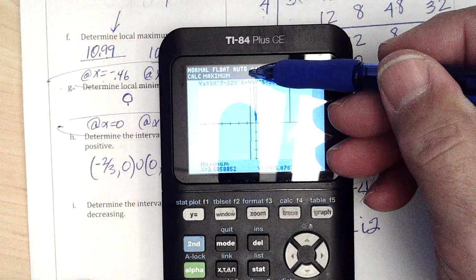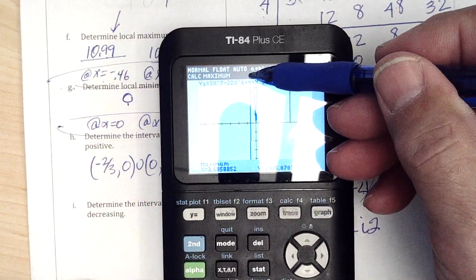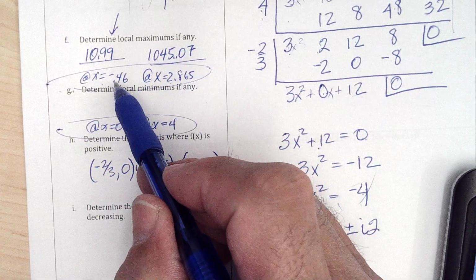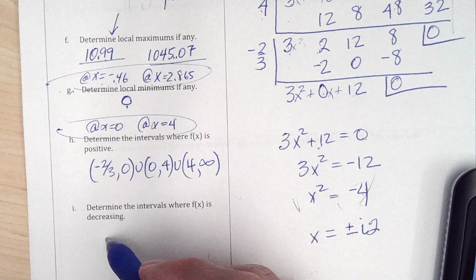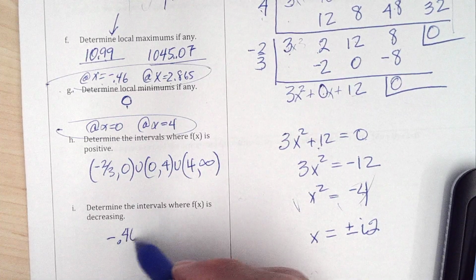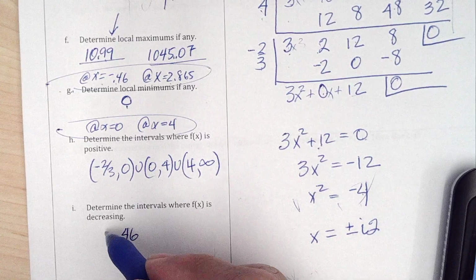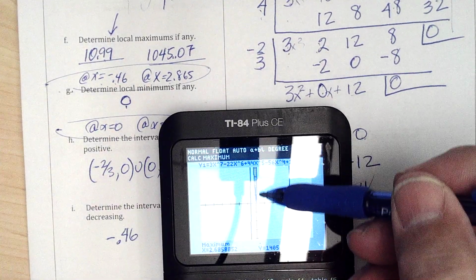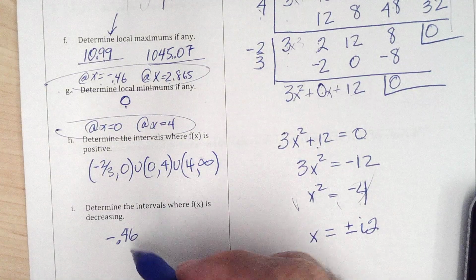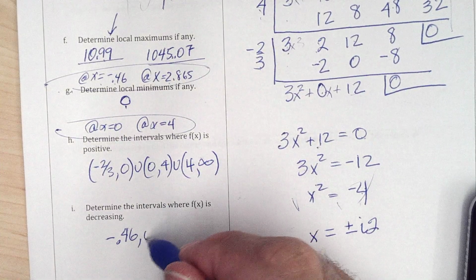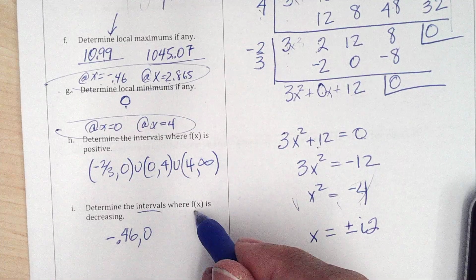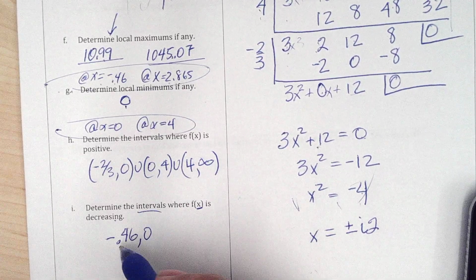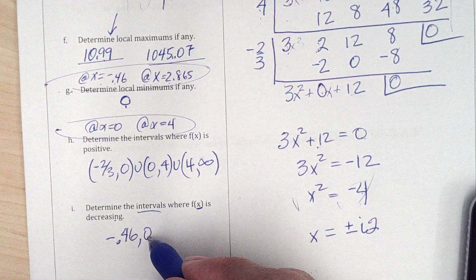Well, it's going up till it gets to this first local maximum, which happened at, and this is where I need it, at negative 0.46. From there, that's when it reaches this top, and then it's coming back down. So it's coming down until x becomes 0. So we do these in terms of the x's. The y values are getting smaller as we go from x negative 0.46 to x 0.